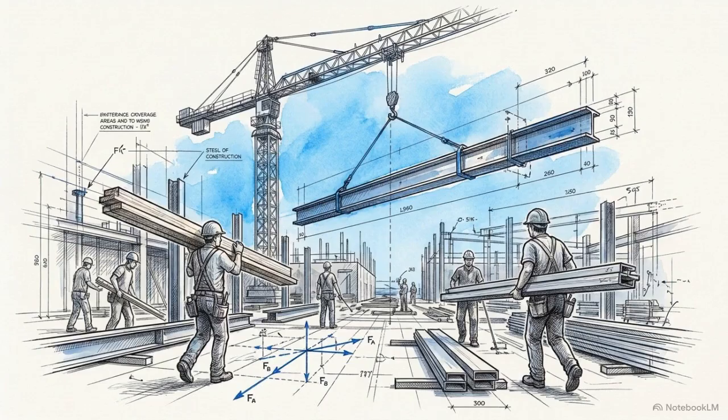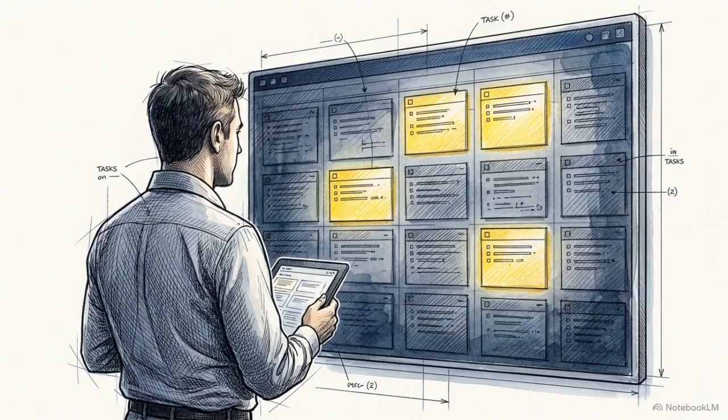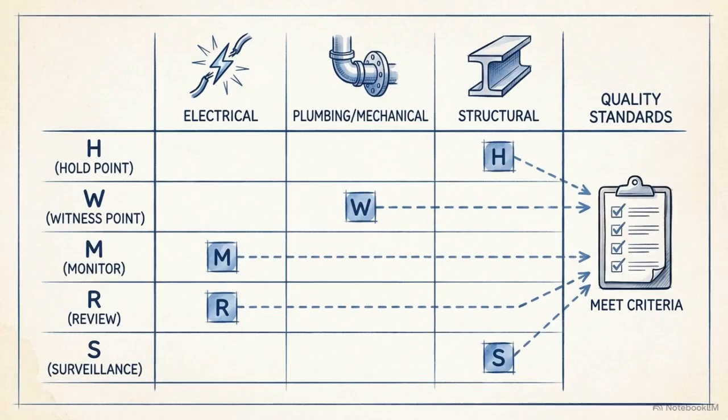Removing these bottlenecks improves worker productivity and provides scheduling flexibility. It allows the QA team to redirect their focus exclusively to the activities that truly dictate the project's success. The ITP uses specific markers, hold, witness, monitor, review, and surveillance, to distribute responsibility. Assigning these points strategically delegates tasks to subcontractors based on their expertise, holding them directly accountable for meeting quality standards.